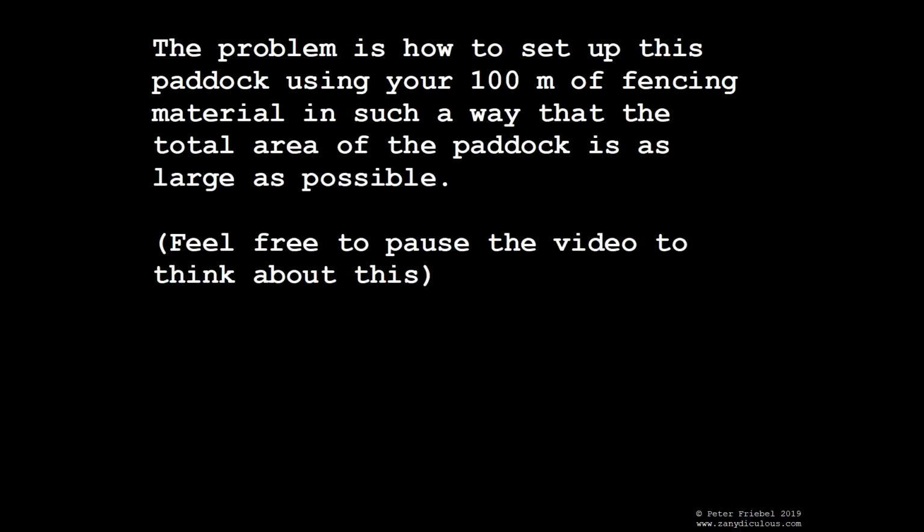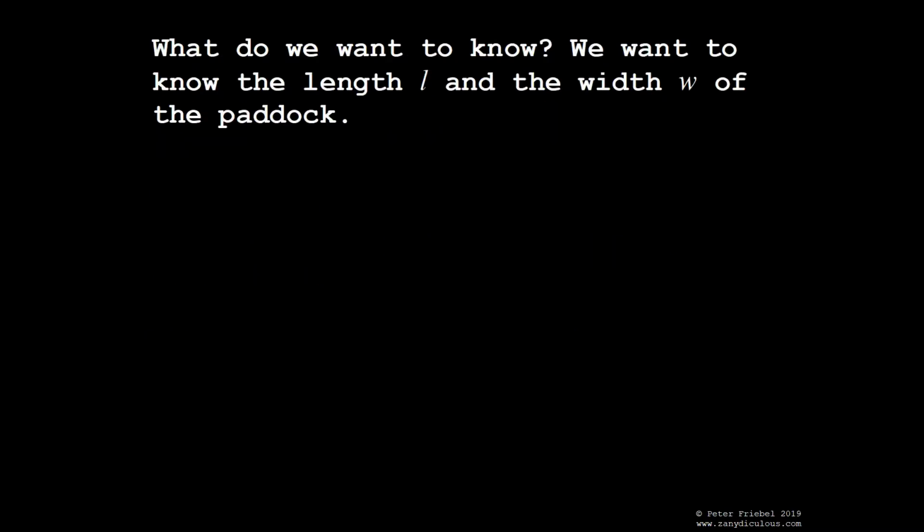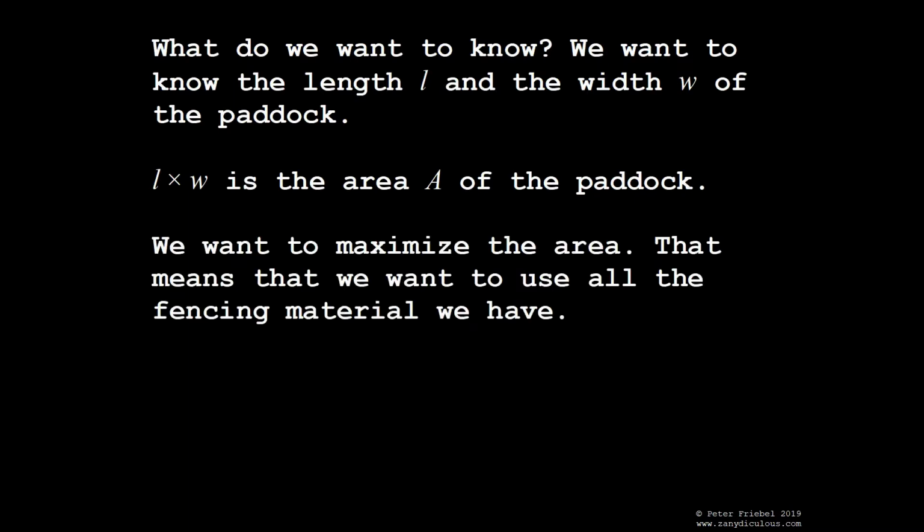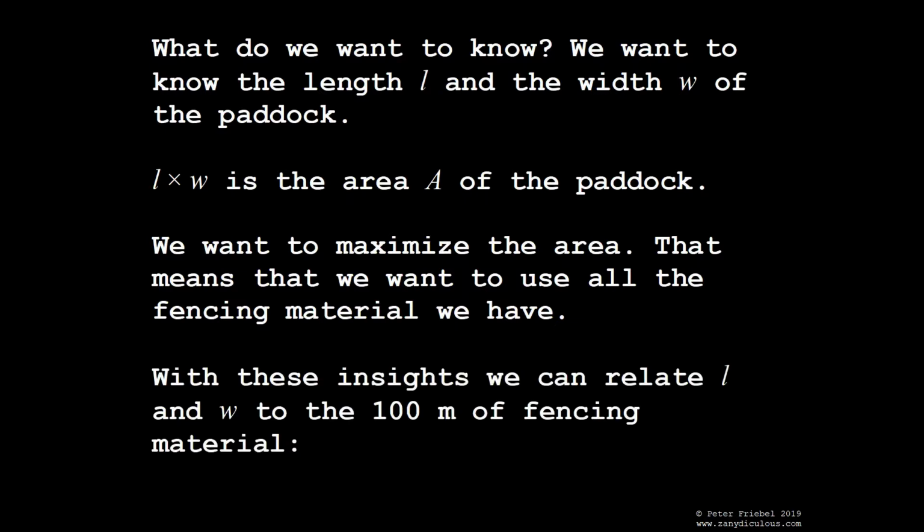Now feel free to pause the video and think about this problem. Okay, here's how to solve this. What do we want to know? We want to know the length L and the width W of the paddock. L times W is the area A of the paddock. We want to maximize the area. That means that we want to use all the fencing material we have. With these insights, we can relate L and W to the 100 meters of fencing material in this way.